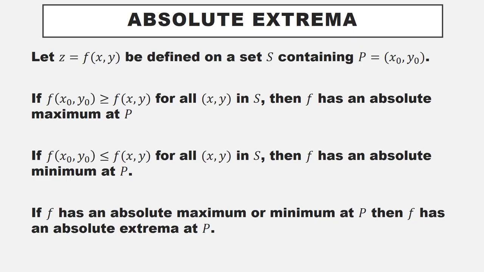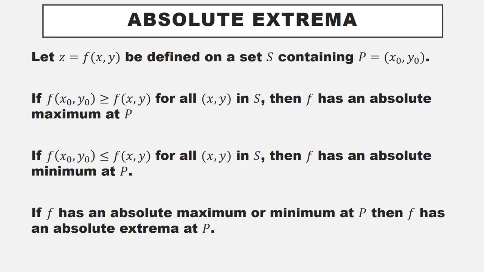And we're going to let that function be defined on a set containing point P. If, when I plug in P, I get an output value that is greater than or equal to all other output values when I plug in any other point in that set, then we say the function f has an absolute maximum at point P. If by plugging in P, I get an output value which is less than or equal to the output value when I plug in any other point from the set, then we say f has an absolute minimum at P.